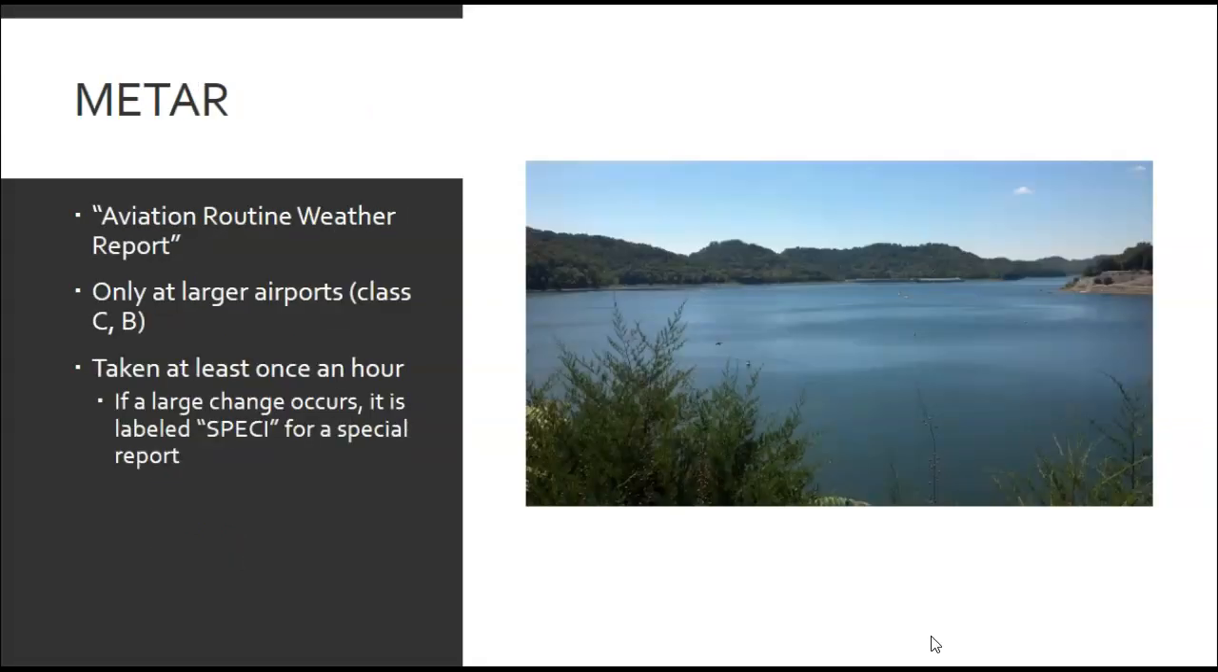The first report that we need to discuss is the METAR, which is the Aviation Routine Weather Report. These reports are done only for larger airports in Class Charlie or Class Bravo airspace, and they're published at least once an hour unless there's a special report that's labeled SPECI, S-P-E-C-I, for a large change in the weather.